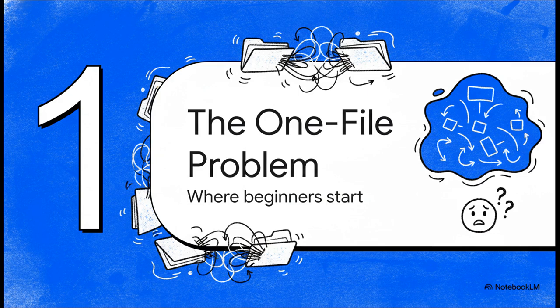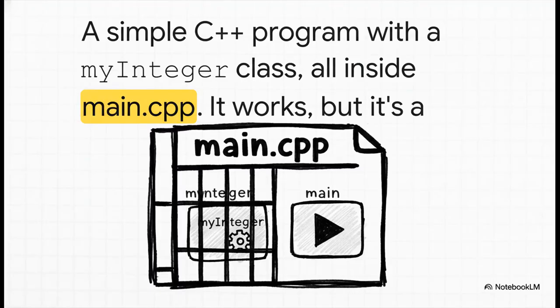So to really get why header files are such a big deal, let's start where pretty much everyone begins their coding journey, shoving everything into one single file. Okay, so take a look at this. It's a classic setup, right? We've got a little class, let's call it myInteger, and we've got our main function that uses it. All of it just crammed together in main.cpp. And hey, for a tiny project, it works. It compiles. It runs. No big deal.